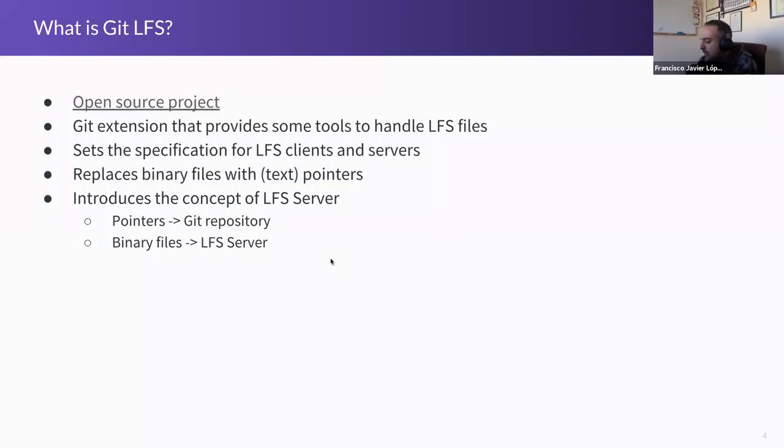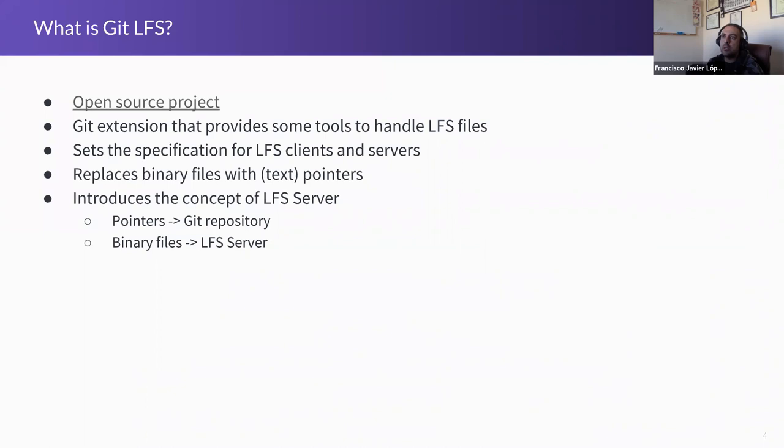So what is Git LFS? Git LFS is an open source project. It was developed by several companies, I think GitHub, Bitbucket, and some more. Git LFS is a Git extension, so it's not a binary, it's not an external tool. That also means that when you install Git by default, you don't have this extension. It's not only a set of tools, it also sets a specification which we can use to create our own Git LFS client.